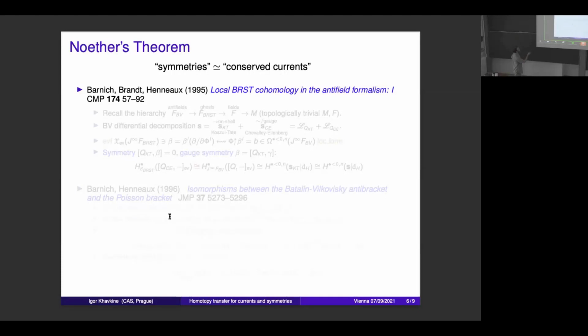I recall that we have this hierarchy of original fields and added ghosts and antifields. Let me assume that the topology of the space-time and the field bundle is trivial. So there is no de Rham cohomology of the space-time or the total space of the field bundle and so on. So they will not interfere with the rest of the discussion.